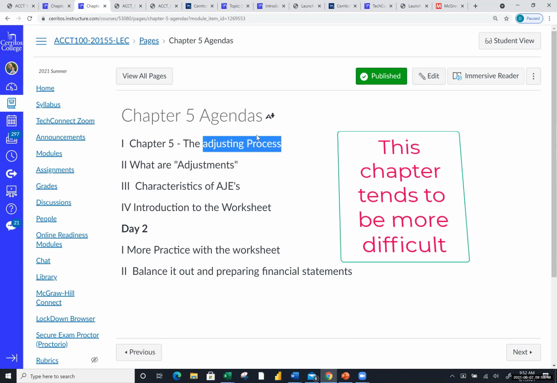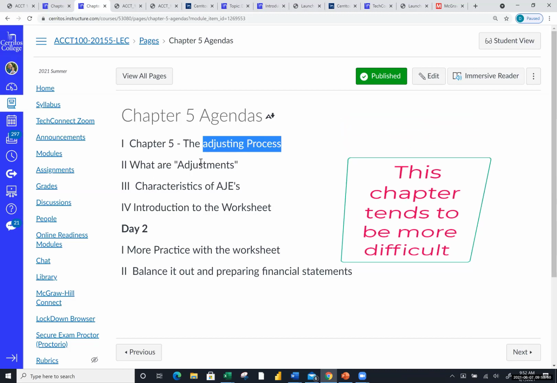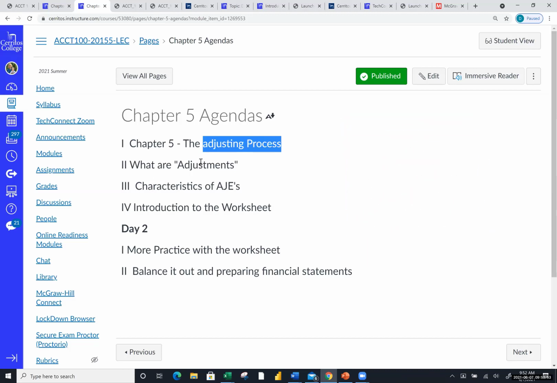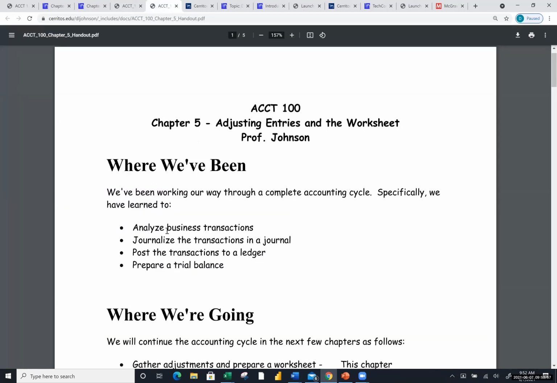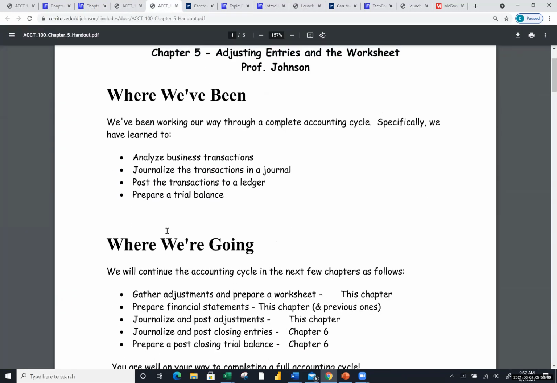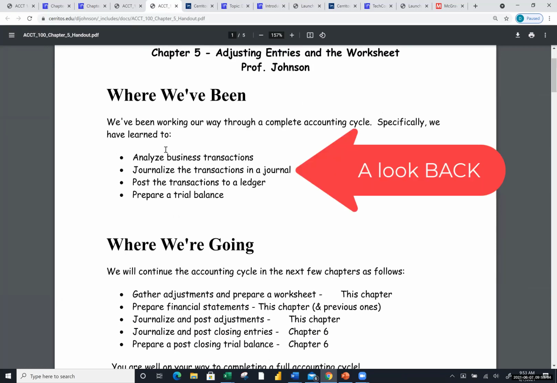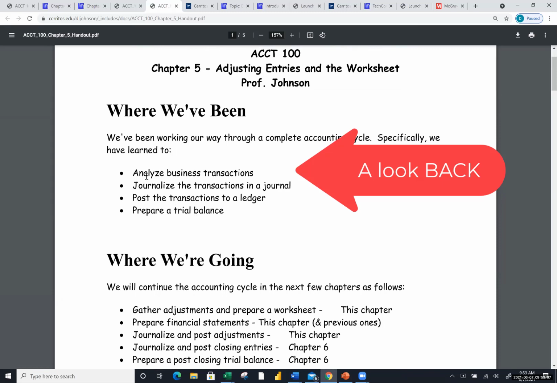Okay, then what is the adjustment process? Okay, adjustments, probably most of this is going to be on our chapter 5 handout. So on the handouts, I always try and take a look backwards and then look forward. So on the chapter 5 handout, it reminds you where we've been. We've analyzed transactions. We did that in the first couple chapters. We've journalized transactions in a journal. We've created an economic diary for a company that keeps an economic history of what's happened chronologically.